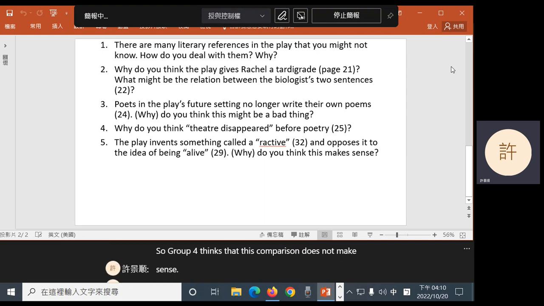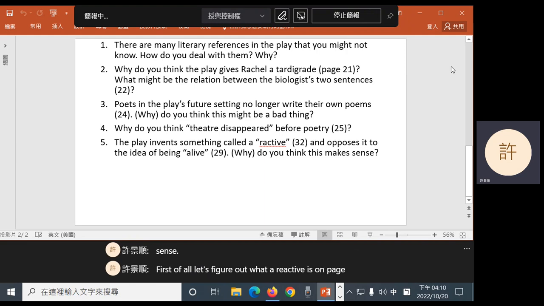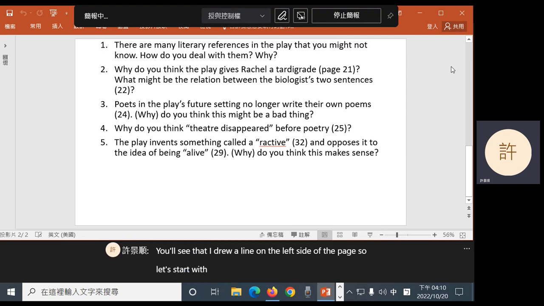So group four thinks that this comparison does not make sense. First of all, let's figure out what a reactive is on page 32. You'll see that I drew a line on the left side of the page. So let's start with Rachel.